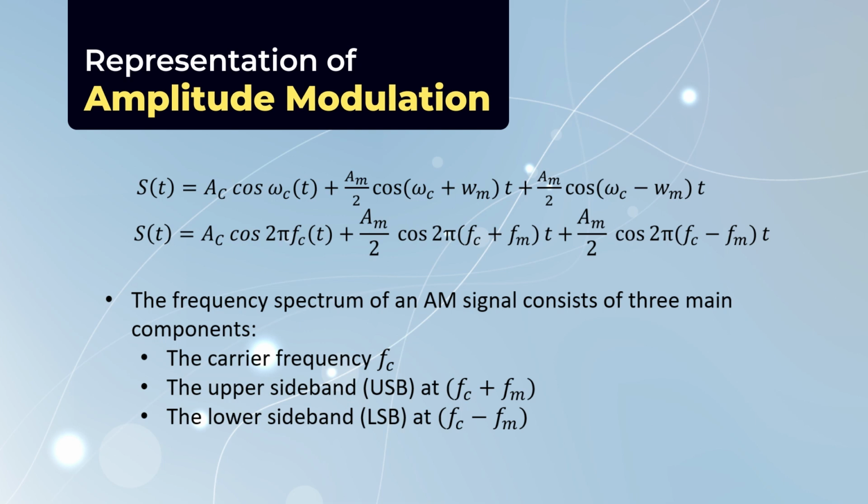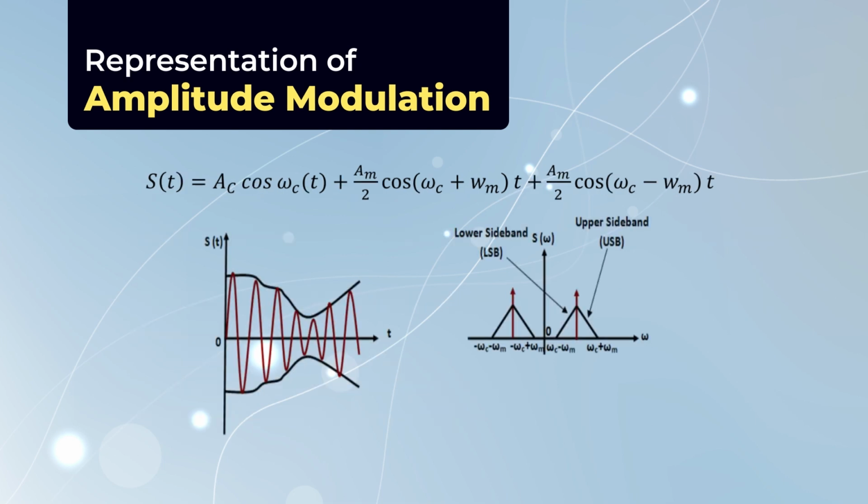From the above expression, we can say that the amplitude modulated signal consists of three main components. The first component is the carrier having frequency fc. The second one is the upper sideband having frequency fc + fm, and the third one is the lower sideband having frequency fc - fm. Figure C represents the amplitude modulated signal. The first one represents the time domain representation of the amplitude modulated signal, and the second one represents the frequency domain representation.